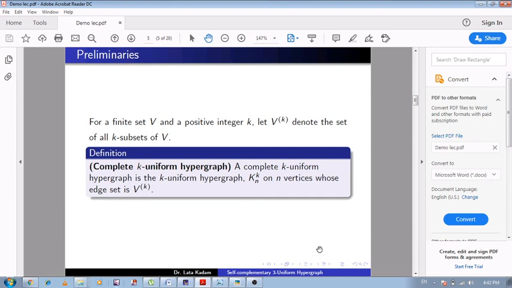Now, a complete K-uniform hypergraph. For a finite set V and positive integer K, let V^K denote the set of all K-subsets of V. Now, a complete K-uniform hypergraph is the K-uniform hypergraph, denoted by K_n^k, on n vertices whose edge set is V^K. That means it contains all K-subsets of V.